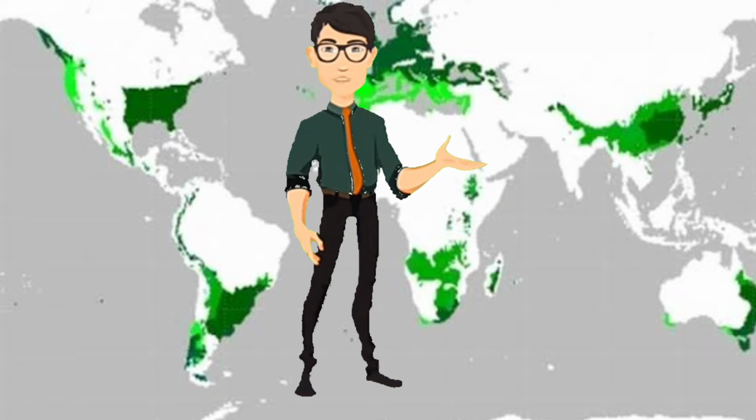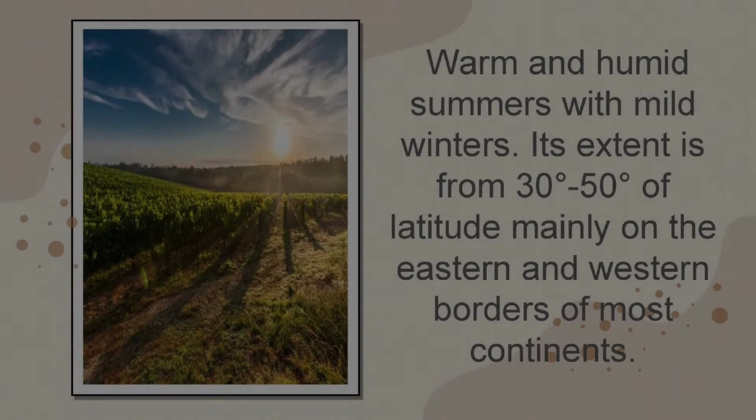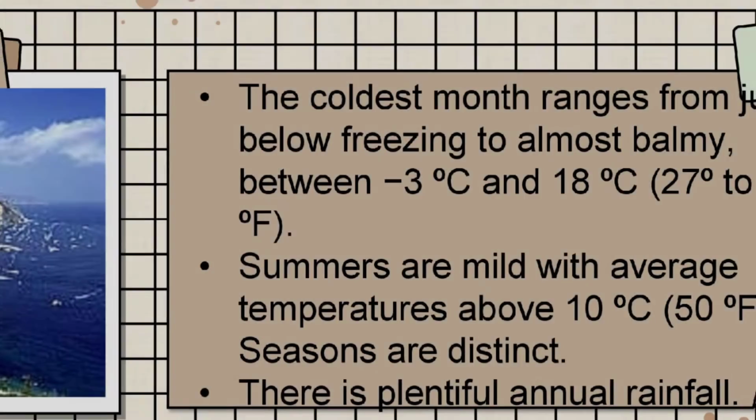So next is the Group C or the moist subtropical mid-latitude climates. These types of climates have warm and humid summers with mild winters. Its extent is from 30 degrees to 50 degrees of latitude, mainly on the eastern and western borders of most continents.